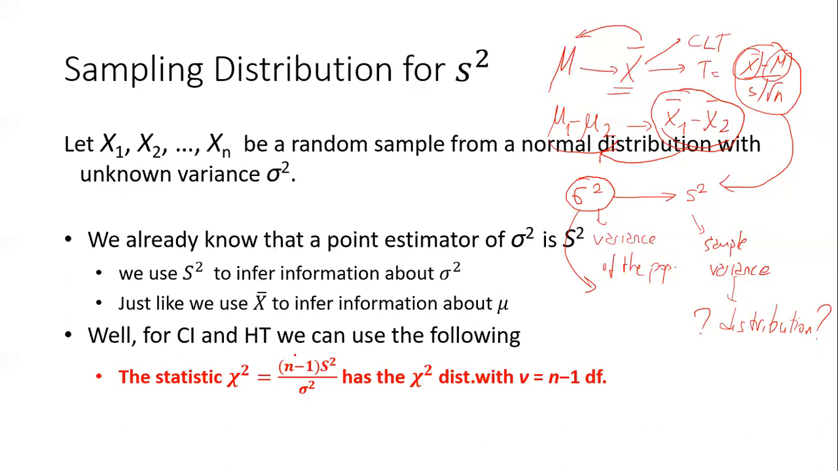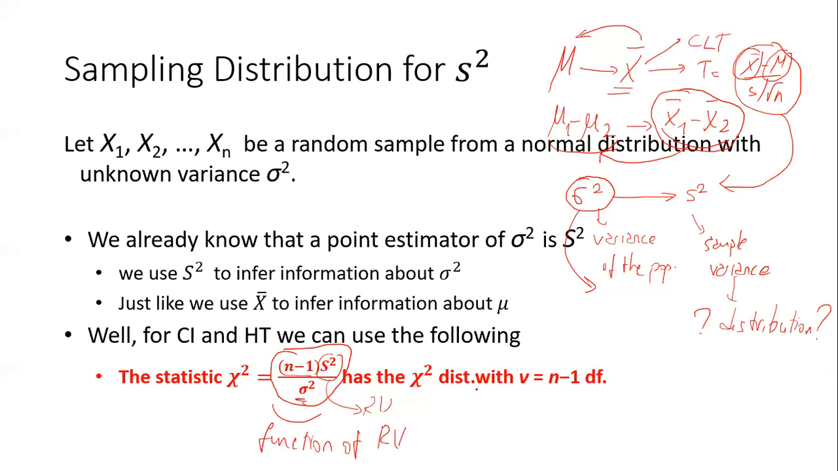It turns out that n minus 1 times s squared divided by sigma squared. Here n is a constant, the sample size. Sigma squared is a parameter, that's a constant. But remember what s squared is. S squared is a statistic, right? It's just a function of the observations. So this is a random variable, a function of a random variable, hence it's a random variable itself.